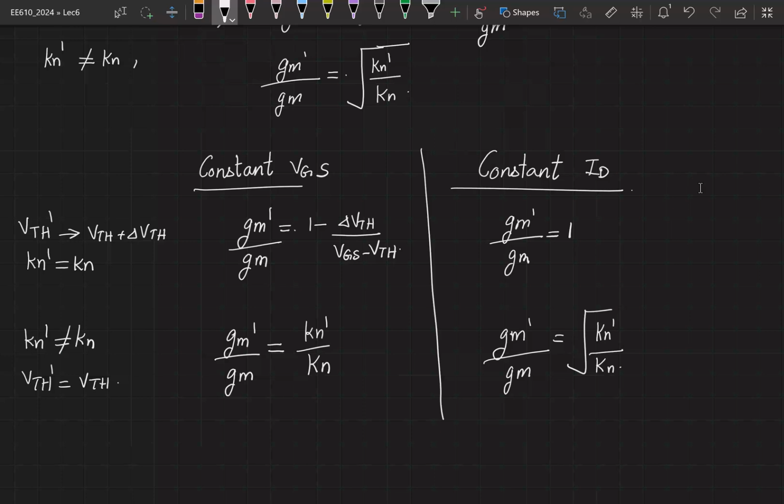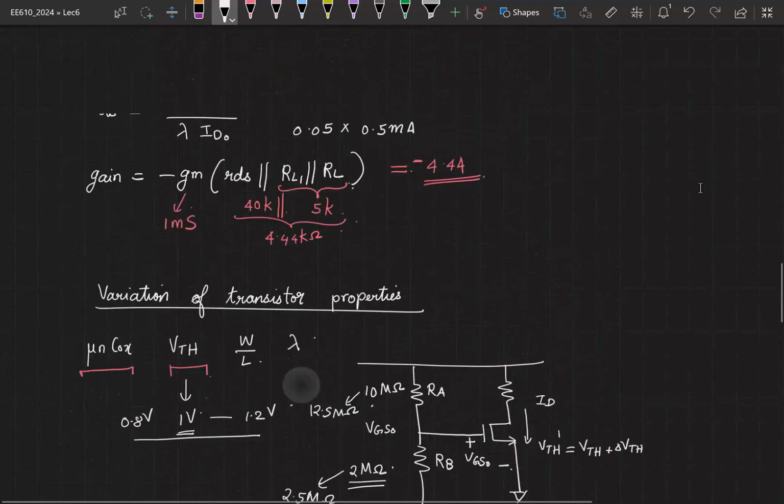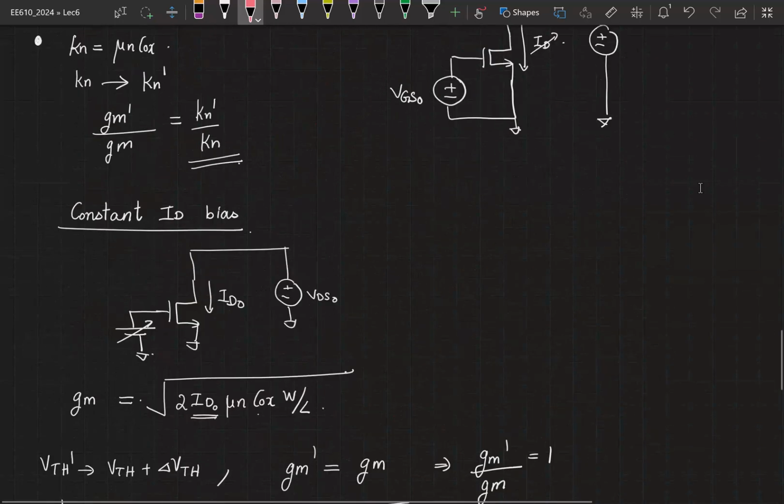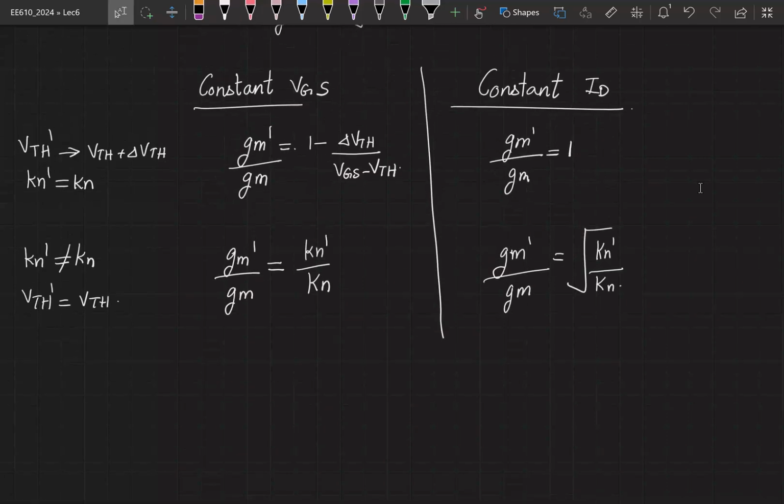Okay. If you bias with constant VGS, which was what we had done for our amplifier, we see that as the transistor properties change, there is going to be a larger variation in the GM. As your VTH changes, as your mu and COX change, the GM is going to vary by a larger ratio. Whereas if we somehow figure out a method such that the voltage here will track itself to keep this ID0 a constant, then the variation you would see in GM is much smaller. So constant ID biasing is more immune to variation in the transistor parameters. Is that clear? Do you have any questions?